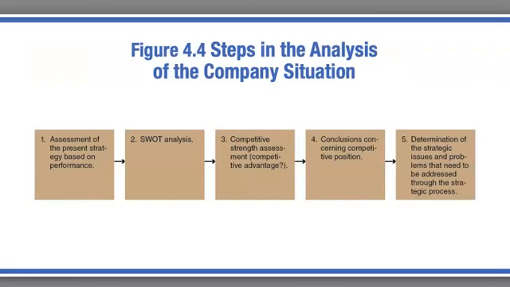So your book also has figure 4.4 and talks about the steps in analysis of the company situation. Obviously, you can see here, this part includes a SWOT analysis, competitive strength assessment, right? So what's our competitive advantage? Then you draw those conclusions and then you determine the strategic problems that need to be addressed. So this is the chart that you're going to use for the steps in what's the situation of your company right now. What do you need? Where are you going?